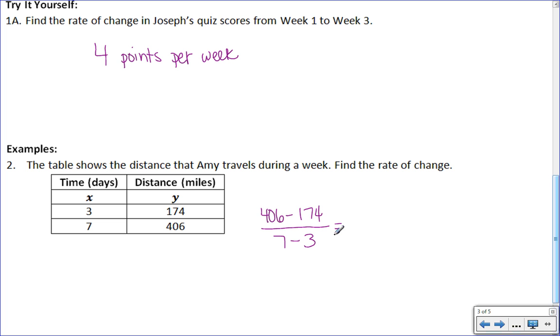And 406 minus 174 is 232. 7 minus 3 is 4. 232 divided by 4 is 58 miles per day.